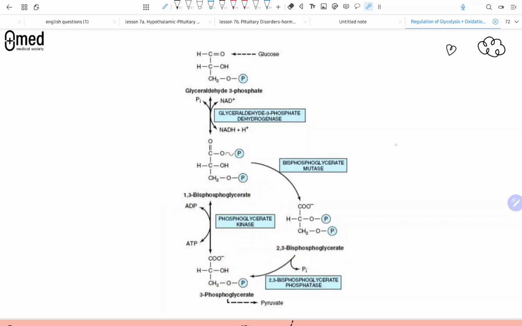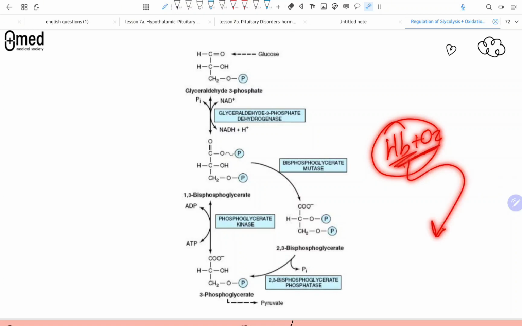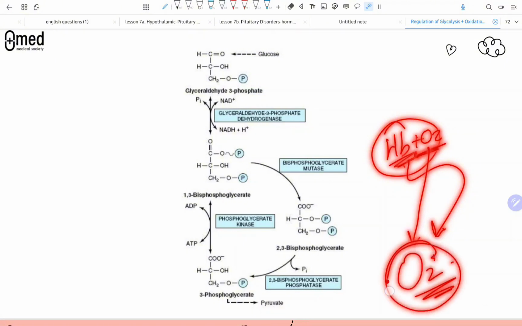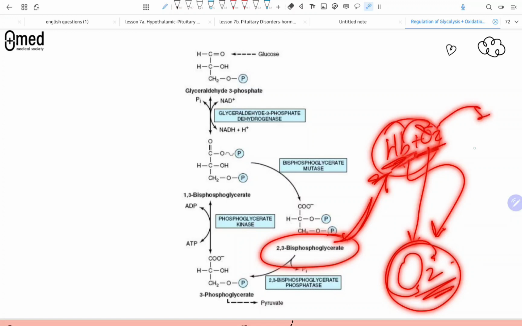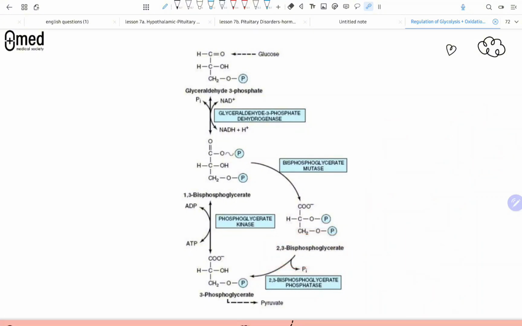Because in RBCs, we have hemoglobin, right? And hemoglobin is bound to oxygen. And when they reach the tissue, hemoglobin needs to unbind oxygen so that oxygen can leave and enter the tissue. So the thing that helps oxygen unbind from hemoglobin is 2,3-bisphosphoglycerate. So it binds, and then hemoglobin lets go of oxygen, and then oxygen can go into the tissue. That's it. In essence, that's what this cycle is.